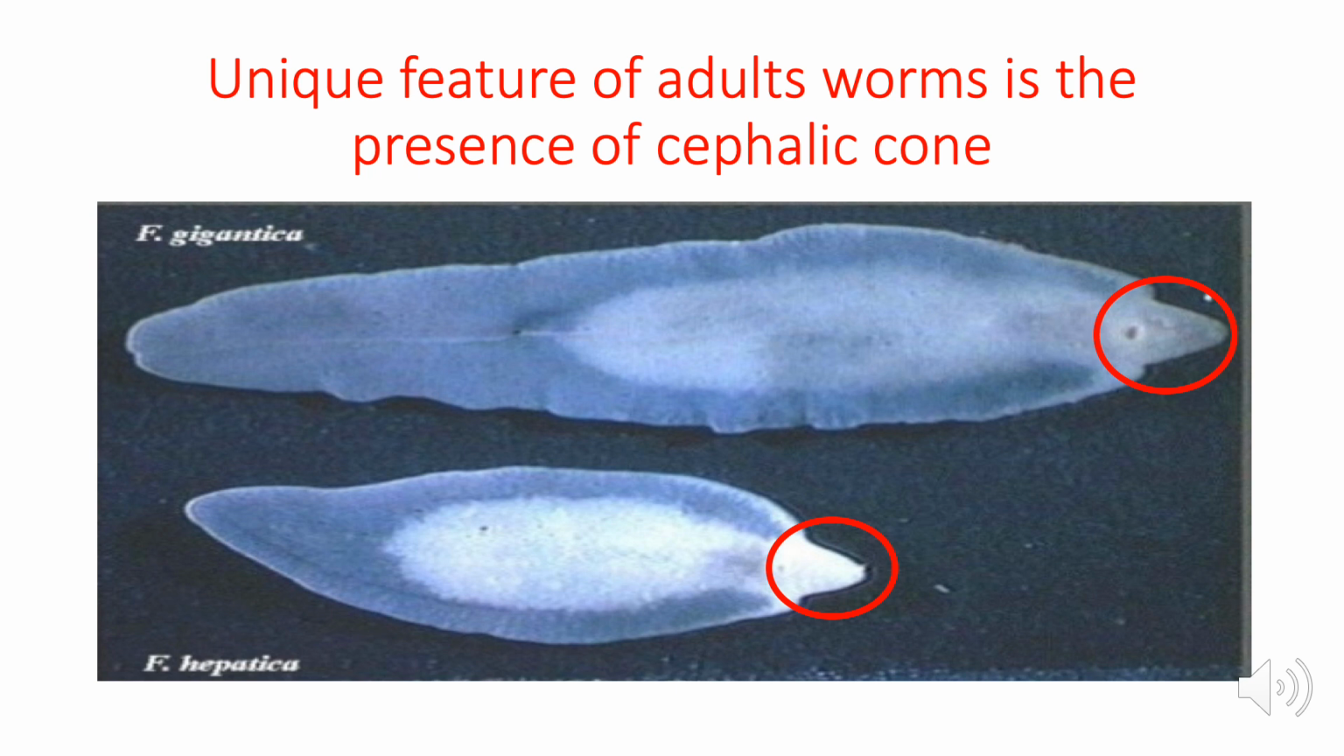If you are shown a picture of a trematode and you want to know whether it is Fasciola or not, you just simply have to look for one distinguishing feature, and that is the presence of the cephalic cone. That's the extension that you can find on the anterior end of the worm.